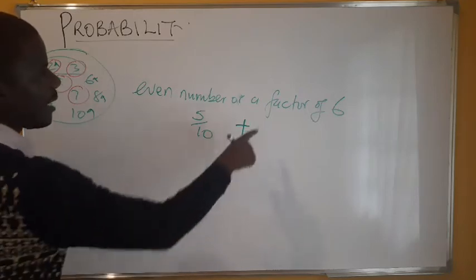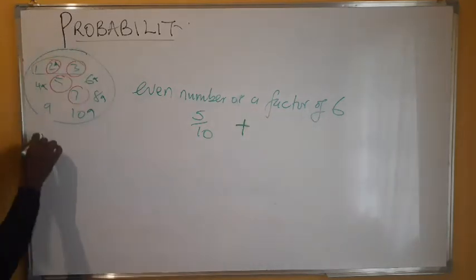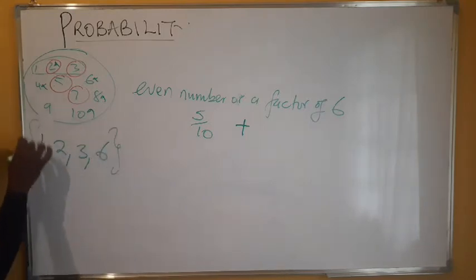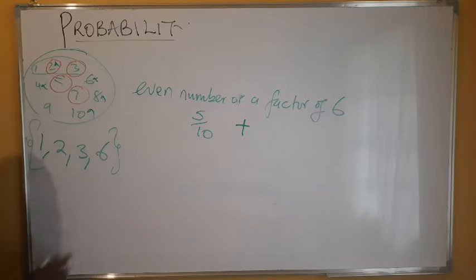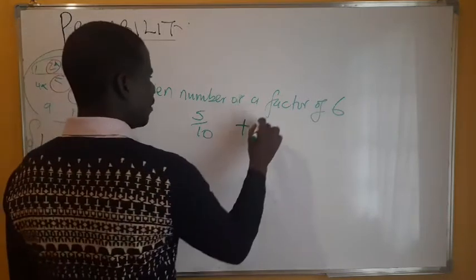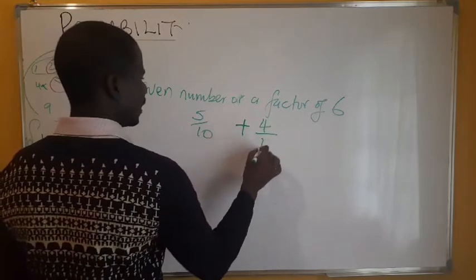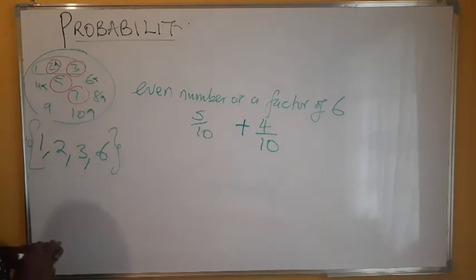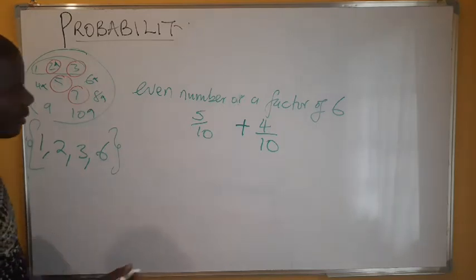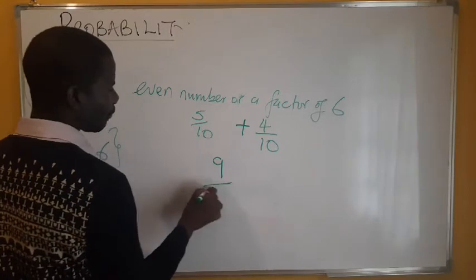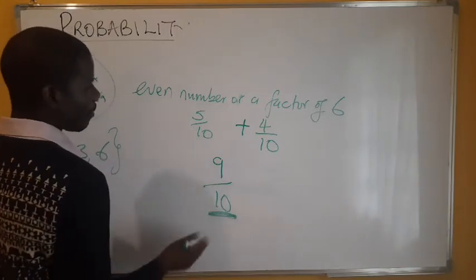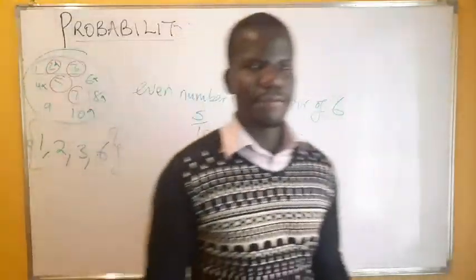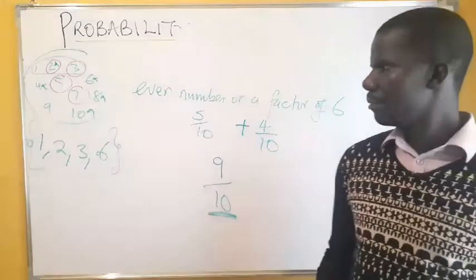Then we should look at factors of 6. Factors of 6 are numbers that can go into 6 without a remainder. These are the factors of 6, these ones. So how many are they? We have 4 over 10. 10 is the total number of the cards in the box. Then when you add this one, what do you get? You get 9 over 10. So this is going to be the probability of either picking an even number or a factor of 6. It's the same thing. All right?